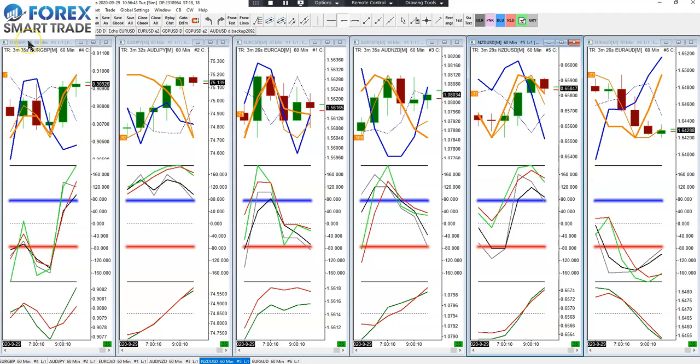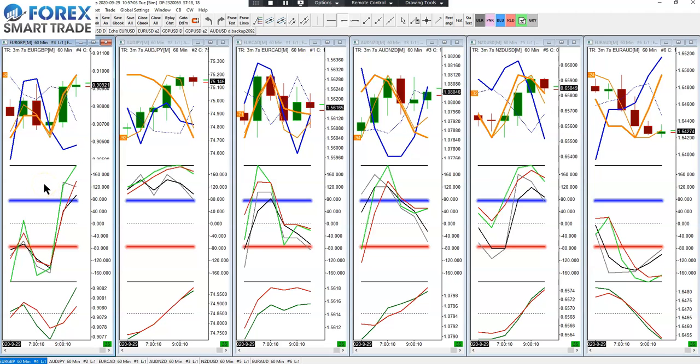Minus 7, euro pound. Minus 7 is within 10. I've got all 4 lines up here. All 4 lines up here. So to me, this is a sell. So on the thick orange line, we don't have to do any analysis.